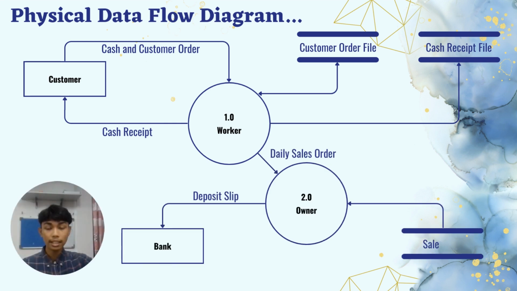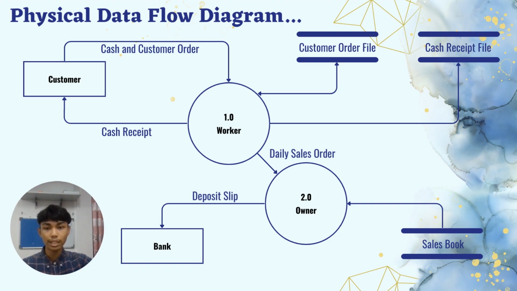The second entity in the physical data flow diagram at Kitarimera Feed Shop is the owner. He is responsible for supervising and checking the accuracy of the sales book based on the daily sales order given by the worker. The owner then summarizes the total daily sales based on the recorded transactions and finally sends the deposit slip to the bank for deposit.